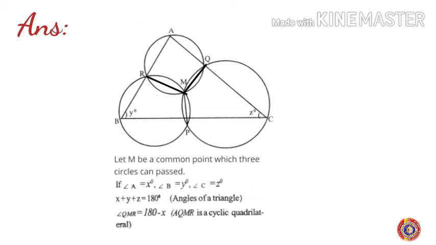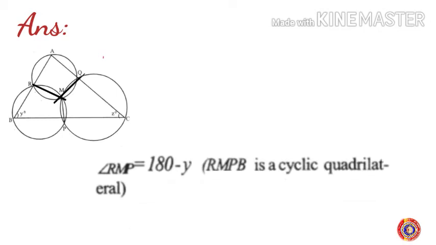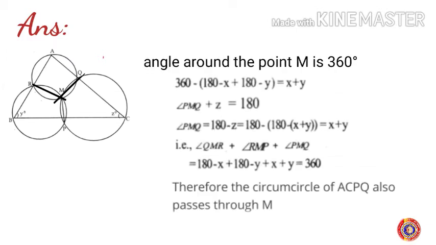Okay. Then angle QMR is equal to 180 minus X degrees because AQMR is a cyclic quadrilateral. Next, angle RMP is equal to 180 minus Y. We know that the angle around a point is 360 degrees. So here the angle around the point M is 360 degrees.